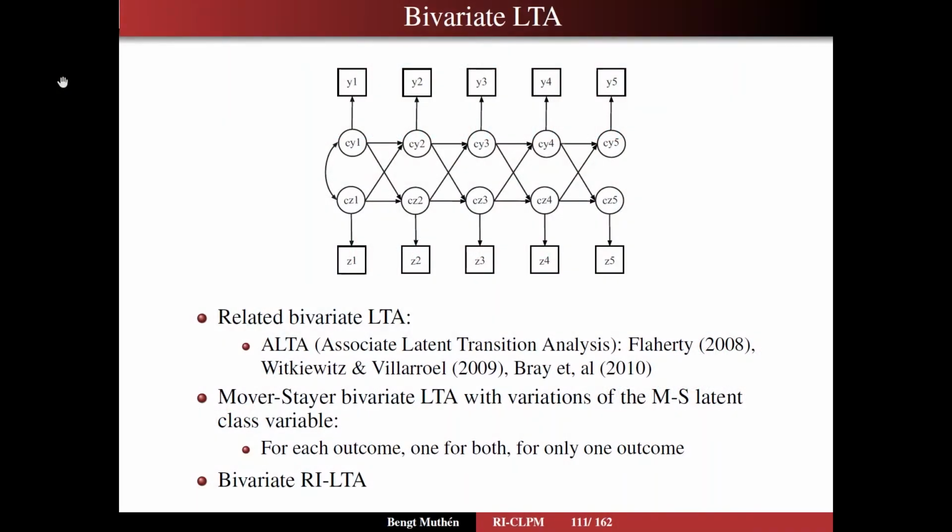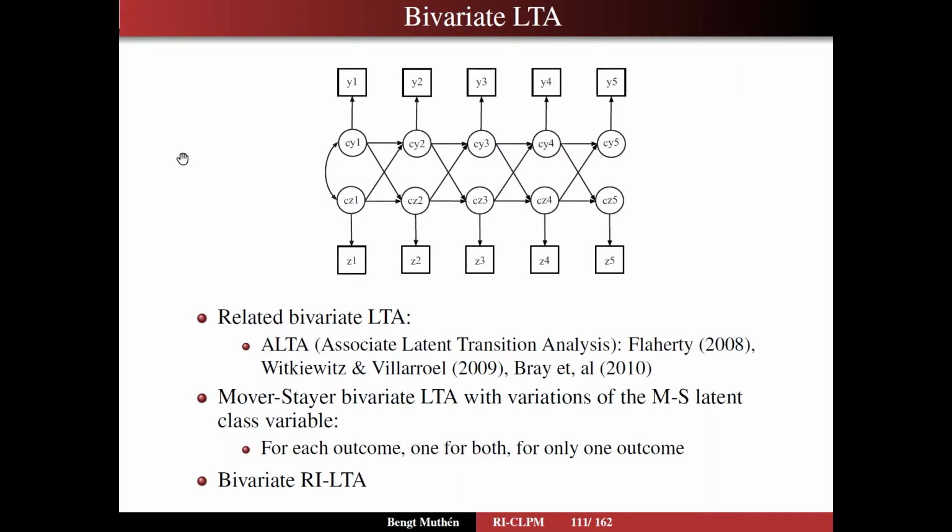Now we're going to take a look at part 2 of section 11 and describe the bivariate latent transition analysis. In the picture here we show a model where you have two processes, y at the top, z at the bottom, and we have autoregressions of order 1 for each of the two variables, lag 1 modeling, and we have cross-lag modeling across time between the two processes.